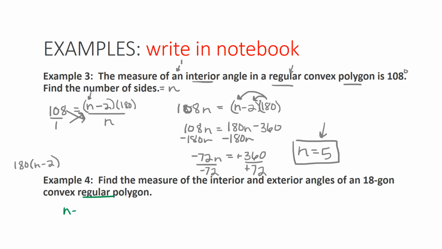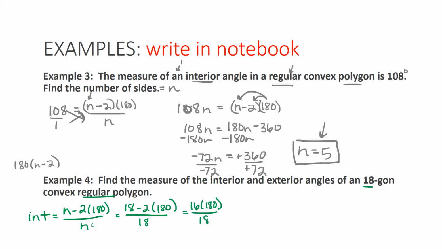So n minus 2 times 180 all over n. Now what this means is since I have 18 and it's regular, that's how I knew which equation I was going to use. So interior equals n minus 2 times 180 over n because it is a regular polygon. So the n value is going to be 18 minus 2 times 180 all over 18, because my n value is 18. So 18 minus 2 is going to be 16.